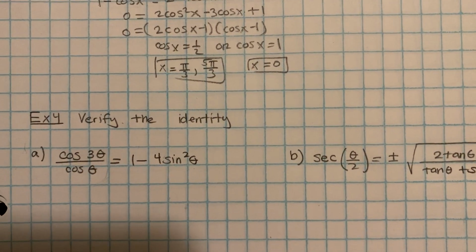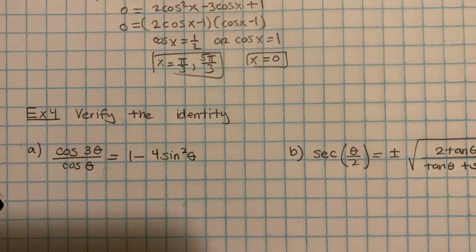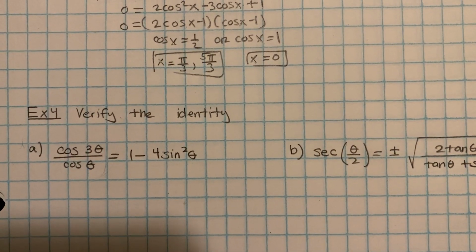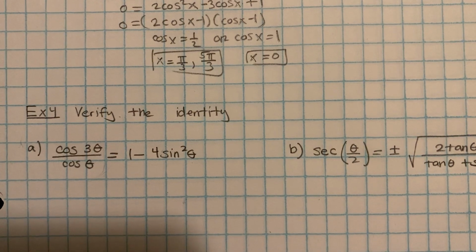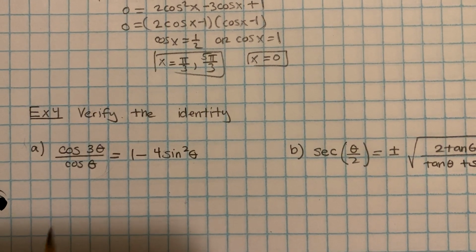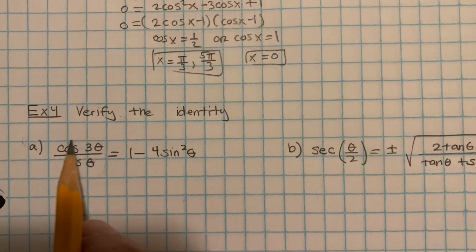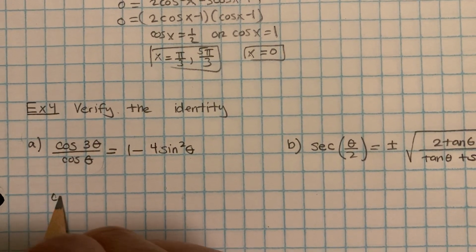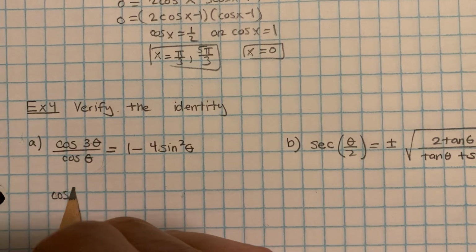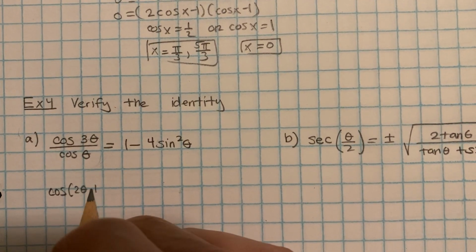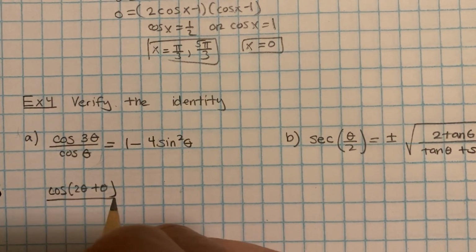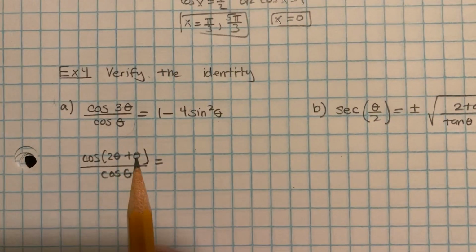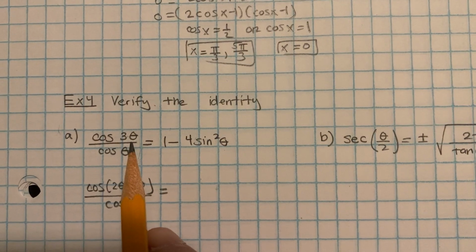I didn't derive the double angle formulas with you, and this is where it's kind of useful. So if I'm going to manipulate the left side right here, cosine of 3 theta is the same thing as cosine of 2 theta plus theta. Hopefully you can see that 2 theta plus theta will give you cosine of 3 theta.